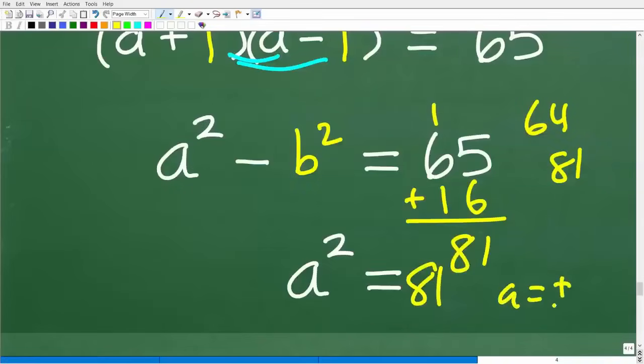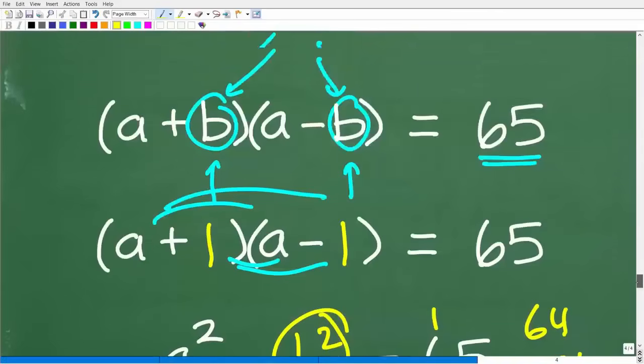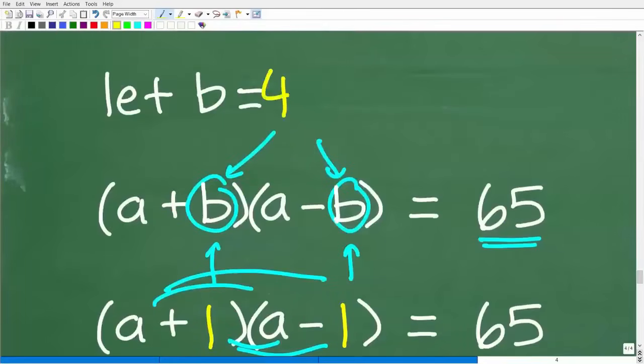A will be equal to positive or negative 9. Okay, so that's going to be much better because now our b and a values will be integers. But we need to figure out, all right, well, if we need to get a 16 over here, how do we get a 16 as b squared? Well, to get a 16 as our b squared, we're going to have to let b equal 4.